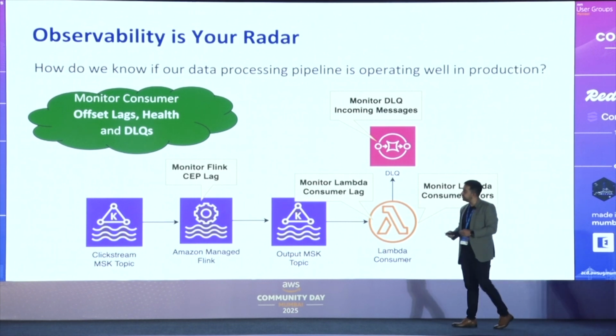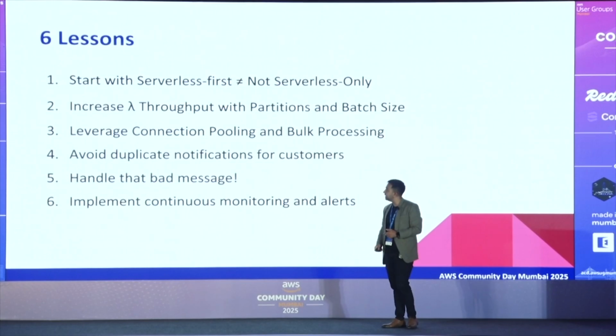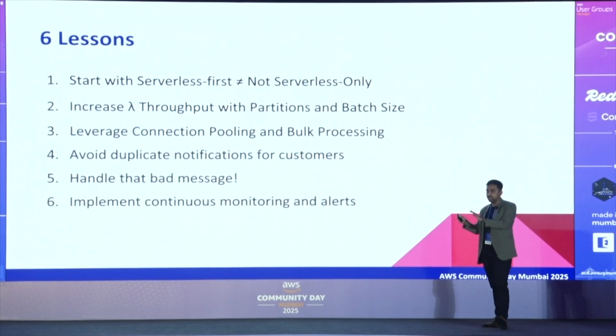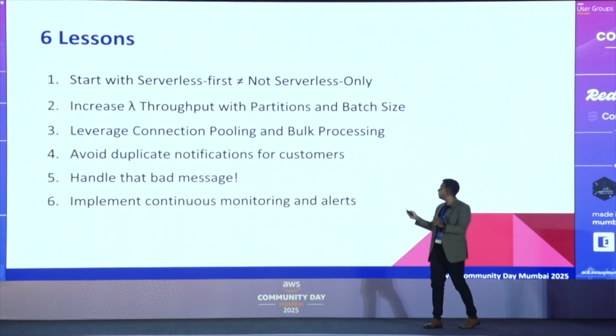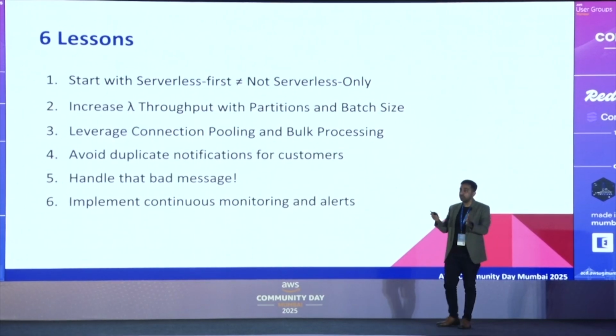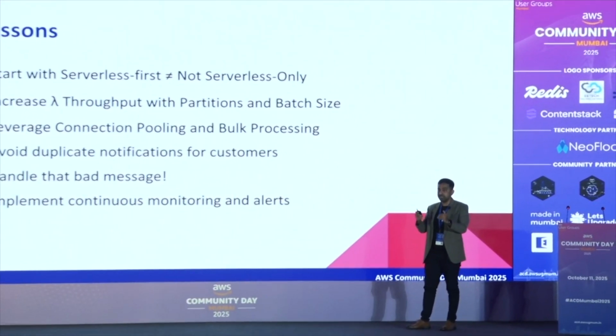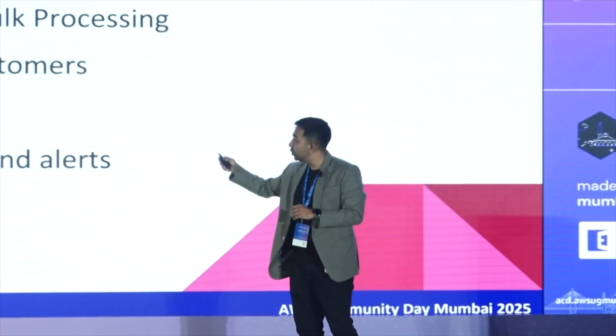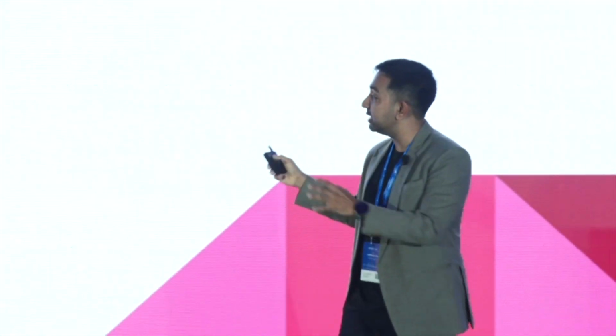Now, these are the 6 lessons I want to share with you. If I reiterate: you always start with serverless first, but it doesn't mean only serverless. Then you have to think about the partition strategy, if you are really concerned about processing in a high throughput manner, and leverage connection pooling without killing your downstream. Then duplicate notification handling with an idempotency table and all that, handling the bad message, the poison pill, and having a good observability pattern. These are the 6 lessons I'd like to share with you today.